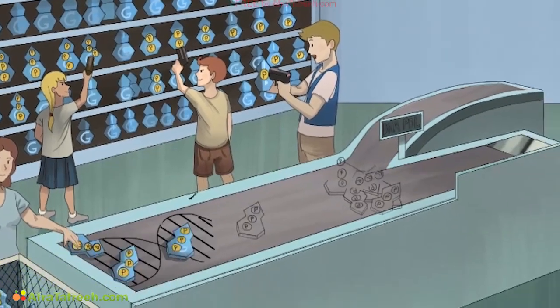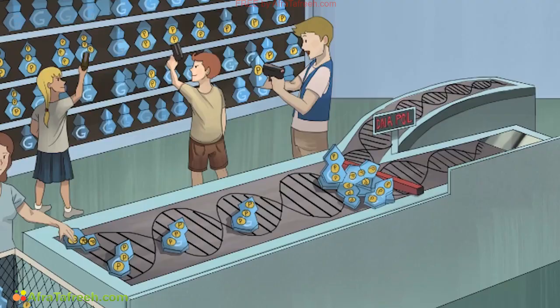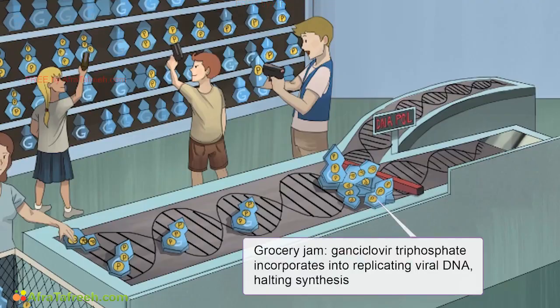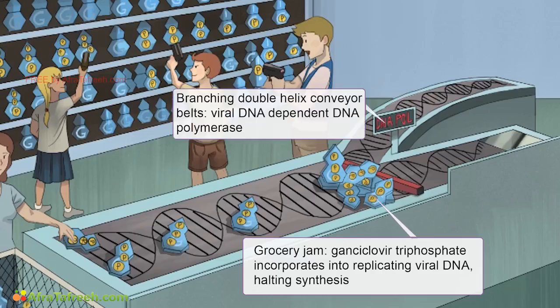That will be depicted here as their mom sends these triphosphate cans down the conveyor belt, and it looks like they're going to get into a jam at the junction, messing up the flow. This junction represents the viral DNA polymerase, just like at our Hermes airline. The single conveyor belt has a DNA helix design, which splits into 2 equal double-stranded helix paths, just like DNA-dependent DNA polymerase. When Ganciclovir triphosphate gets incorporated into replicating viral DNA, synthesis is terminated.